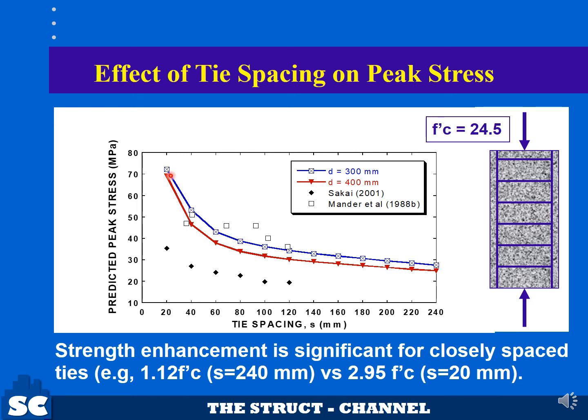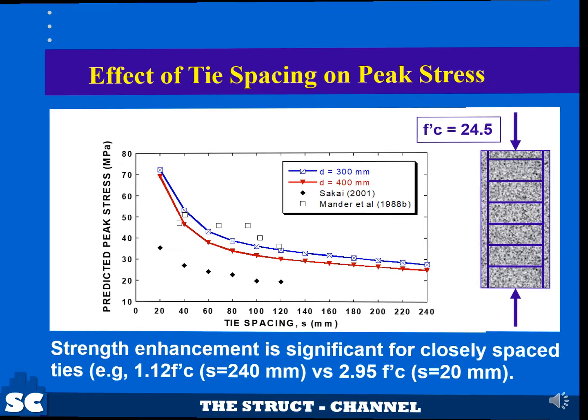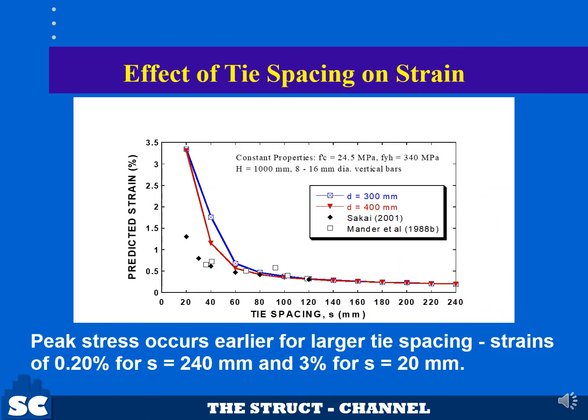The ANN predictions are shown with the experimental data from Sakai and Mander showing a similar behavior. A similar trend is predicted by the ANN model, where a smaller strain at peak stress is obtained with an increase in tie spacing.